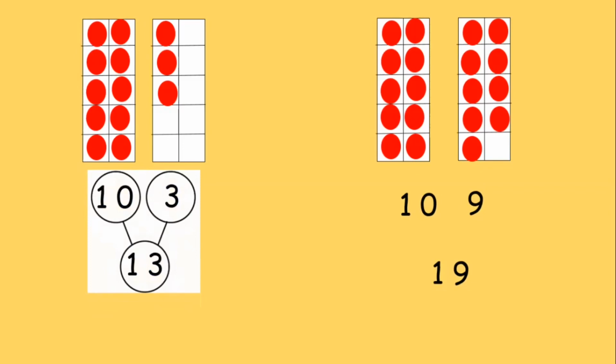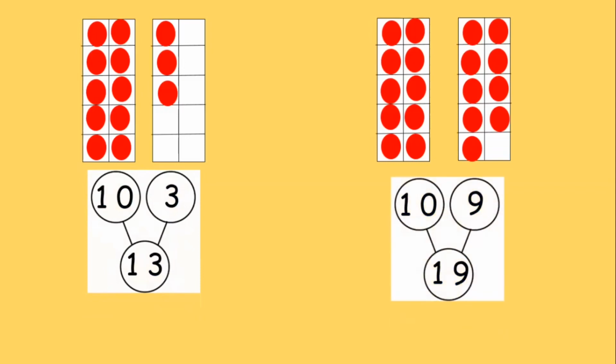Now look what I just did. I put my first teen number in a number bond. That's right. 10 and 3 more. Look at that. Makes 13. Let's try the next one. Look at that. 10 and 9. 19. Excellent. Oh my goodness gracious. We love number bonds, don't we?